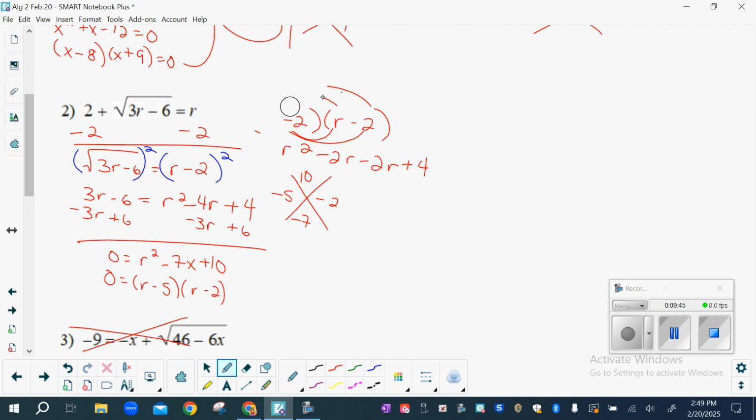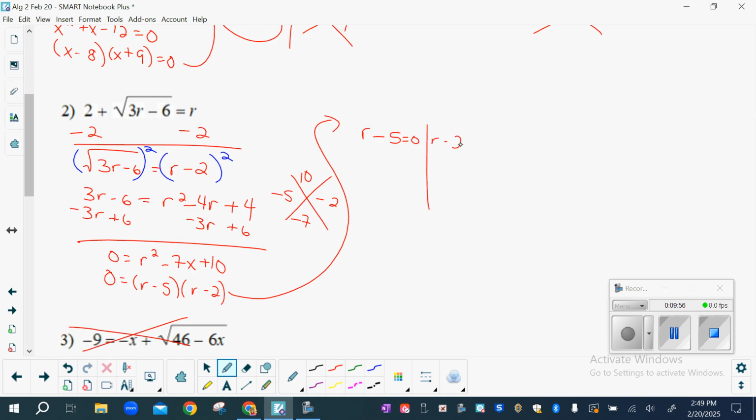I'm going to erase this over here. R minus 5 is 0. R minus 2 is 0. And we get r equals 5, r equals 2. You have to check both of them. So we're going to take, on the side, we're going to substitute, starting with the 5. So 2 plus the square root of 3 times 5 minus 6 equals 5.